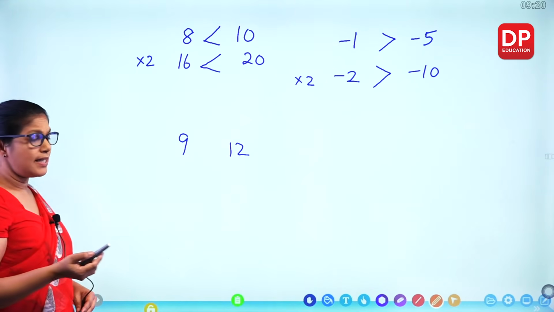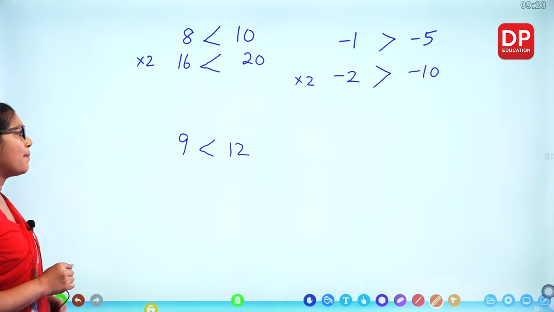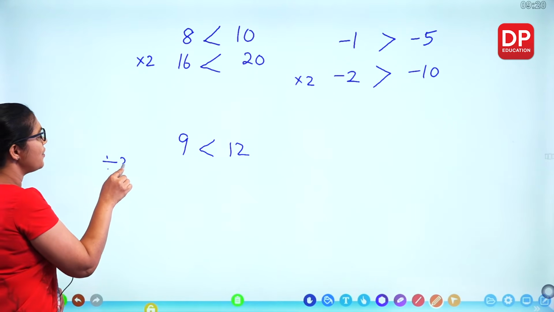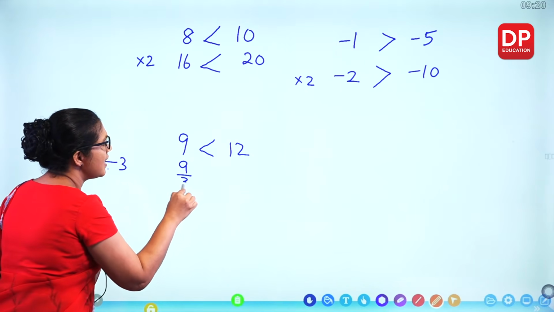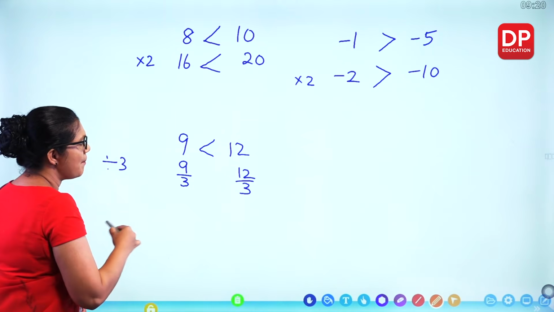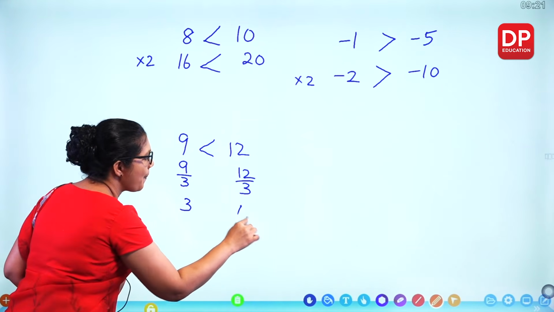Which one is greater? 12 is greater. I can use this symbol. Now I want to divide both numbers by 3. 9 divided by 3 and 12 divided by 3. What's the number? 9 divided by 3 is 3. 12 divided by 3 is 4.